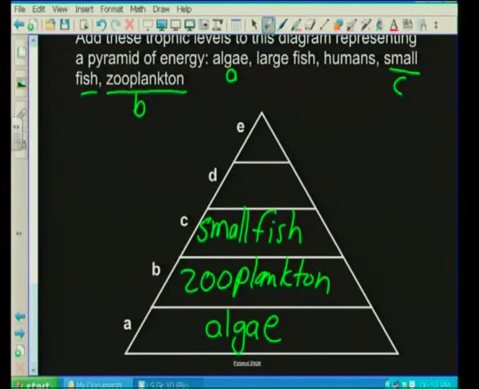Then small fish, I think large fish will eat the small fish. So there's going to be large fish. And lastly will be humans at the top of this food chain, and we are going to eat the large fish. All right, so there's our pyramid of energy showing from our producers to all our consumers, and it shows the flow of energy, and the energy is getting less at each level.